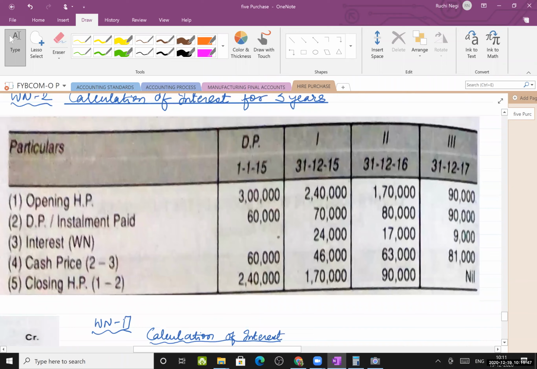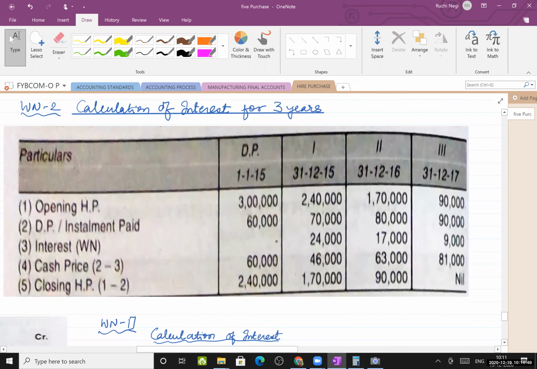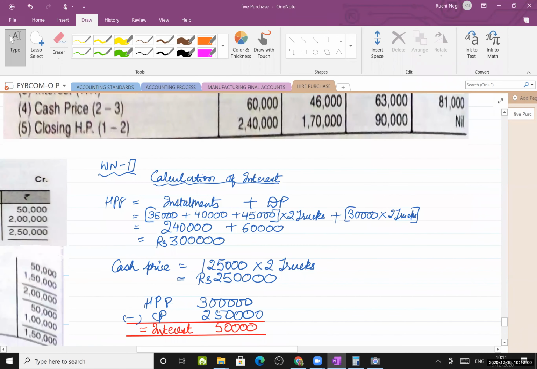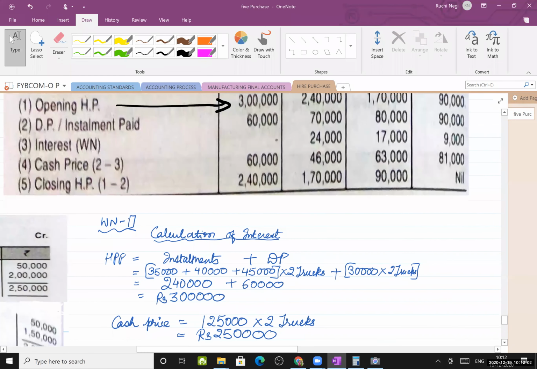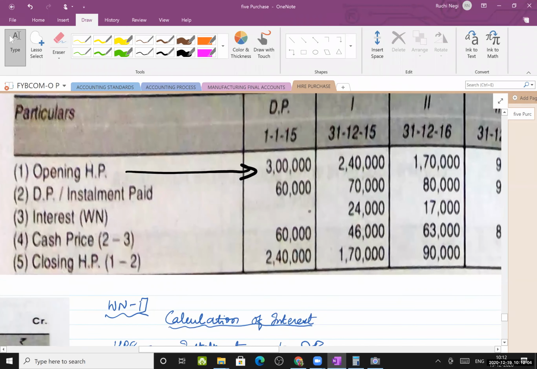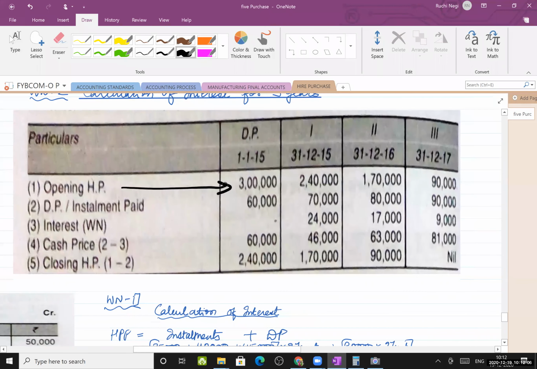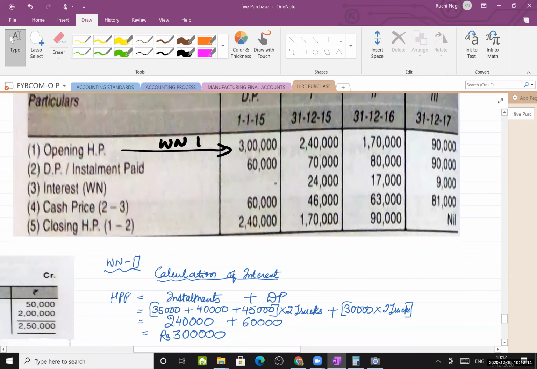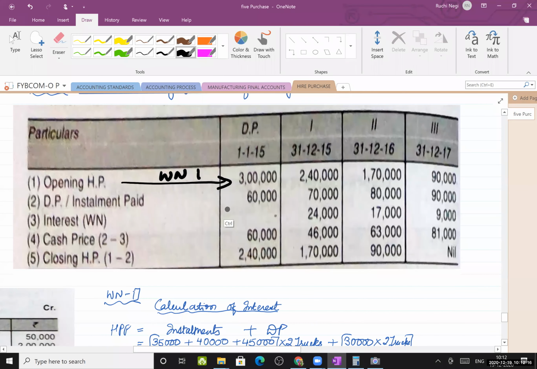So the interest table is a little bit different than the earlier one. It is the opening higher purchase price. Higher purchase price मेरा कितना आ रहा है? 3 lakhs. कहाँ से? Working note number 1 से. So just write it down here. This is working note number 1. Installment I paid 30,000 into 2, 60,000.